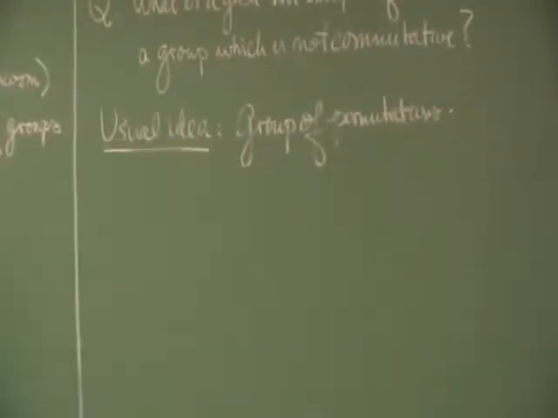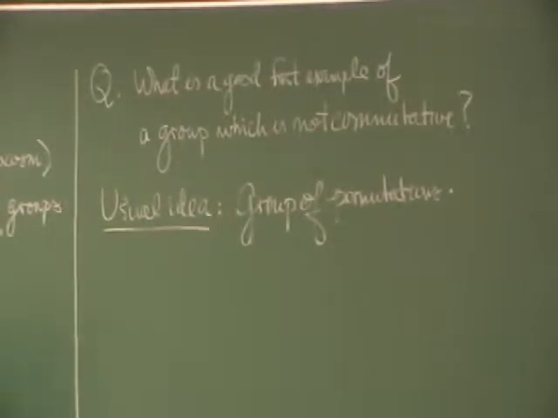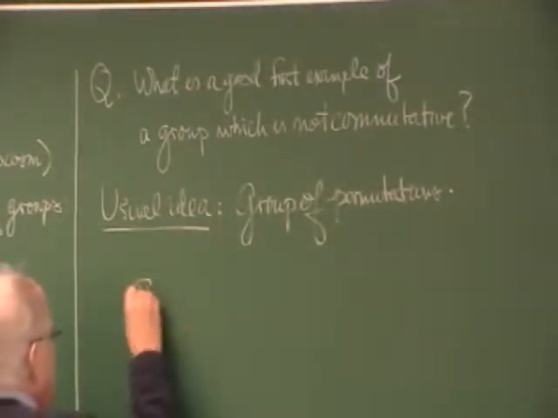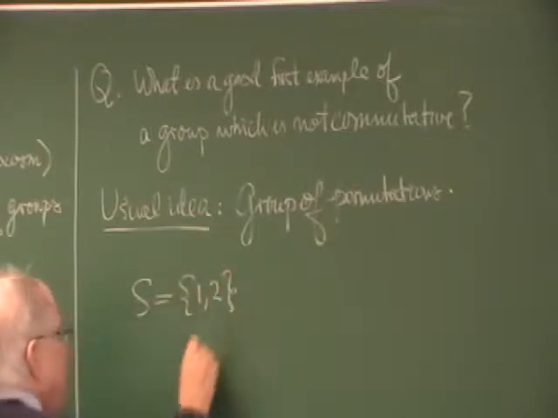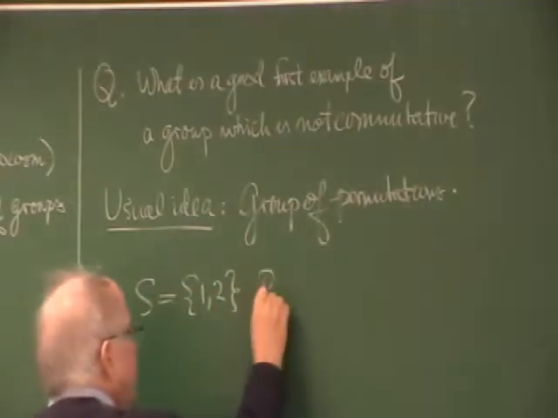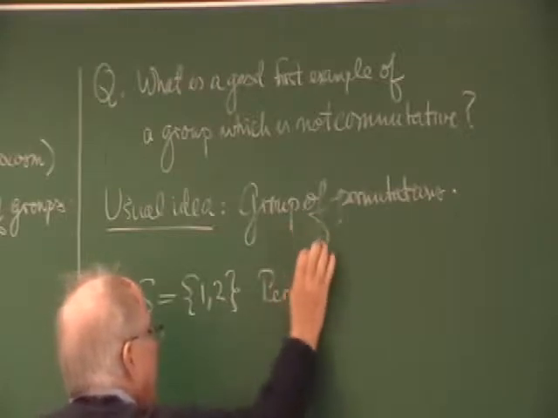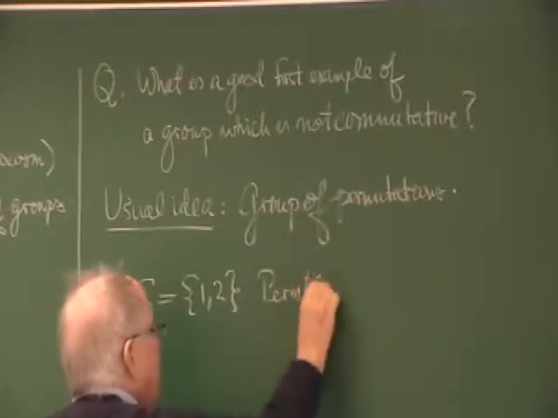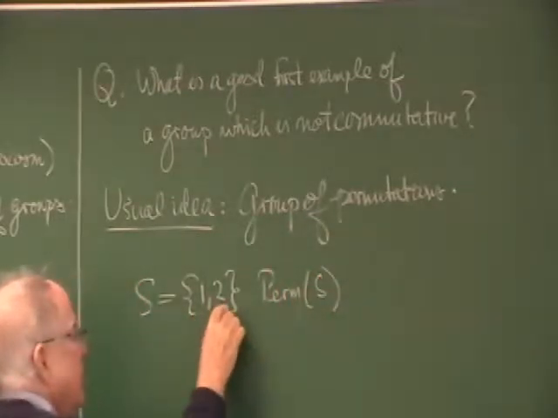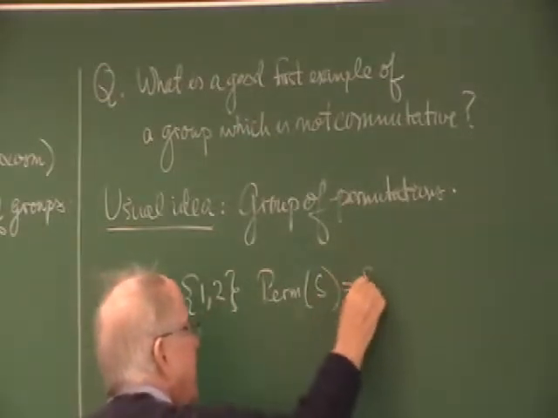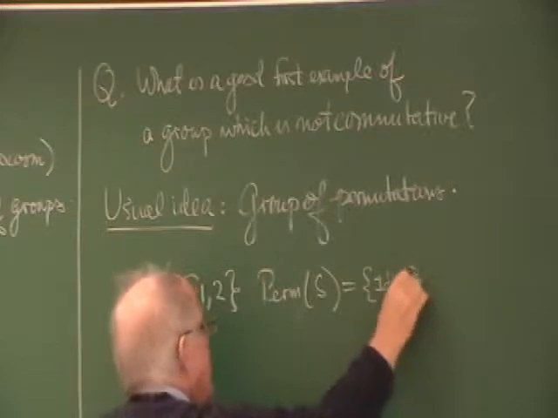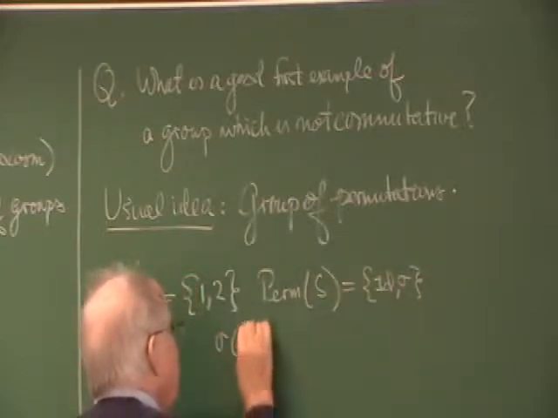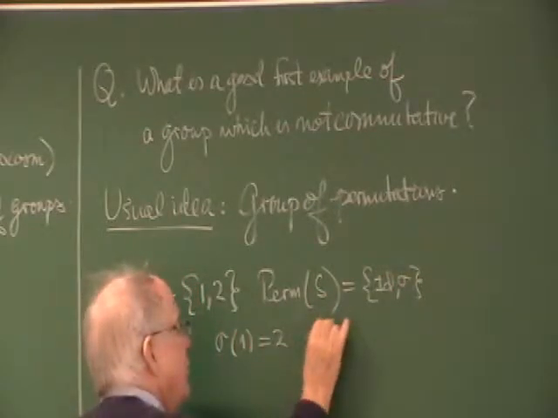Now, as you know, if you have a set S consisting of two letters, 1 and 2, or two different numbers, then the permutation group here, in my language of analysis 1, consists of the identity and sigma, where sigma is an involution: sigma of 1 equals 2, and sigma of 2 equals 1.